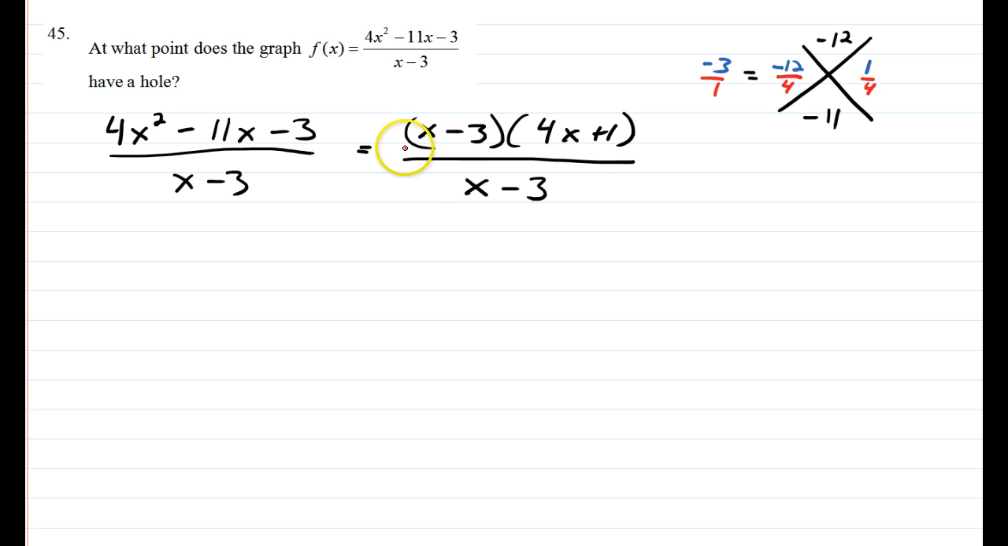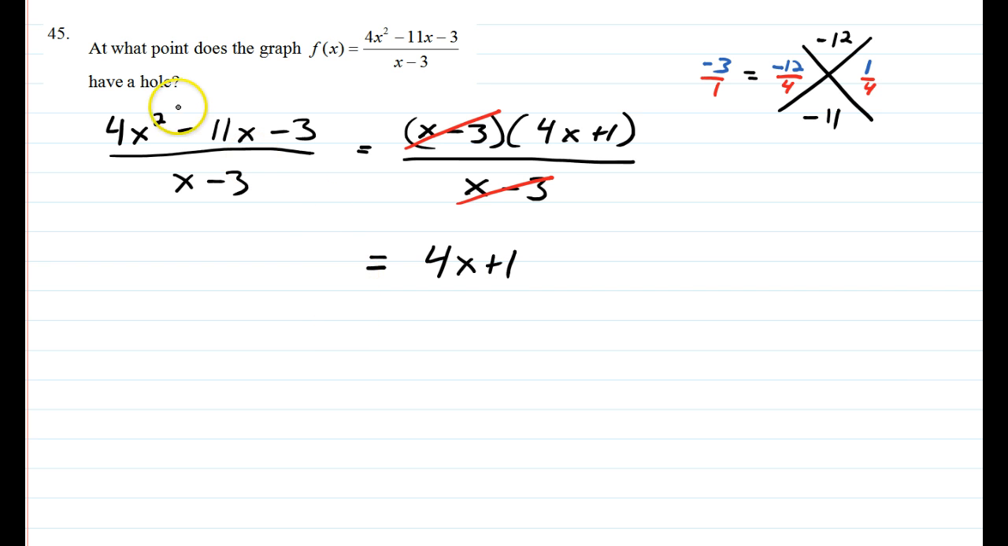Alright, so now we see that the x minus 3 and the x minus 3 are going to cancel. And so this function simplifies to 4x plus 1.